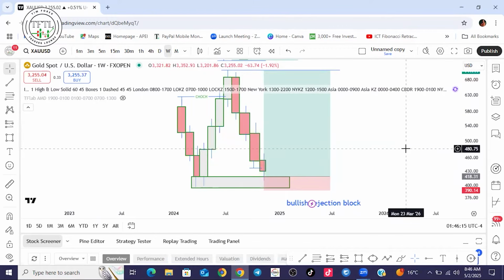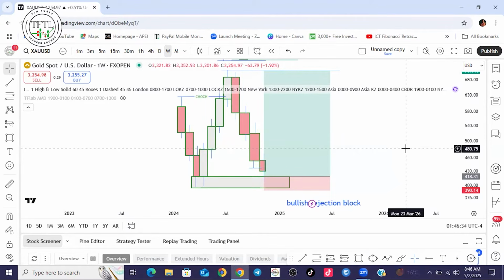So that is why we need to approach this concept with proper risk management, because you never know whether the price is going to tap the order block and then fly, or maybe the price is going to dig deeper to retest the rejection block.